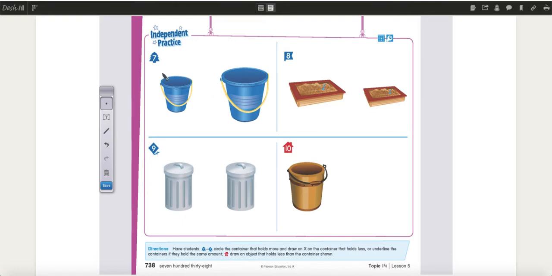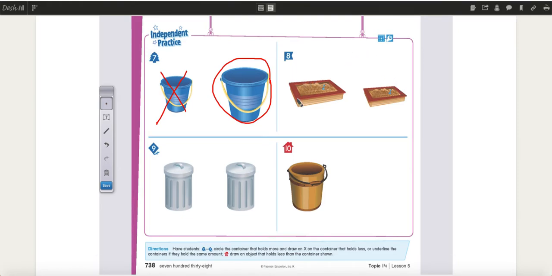Yes, the first one is smaller, so we're going to put an X on it. That means it holds less. The second bucket is larger. That means it can hold more. Let's look at number 8. What can you tell me about these two sandboxes?